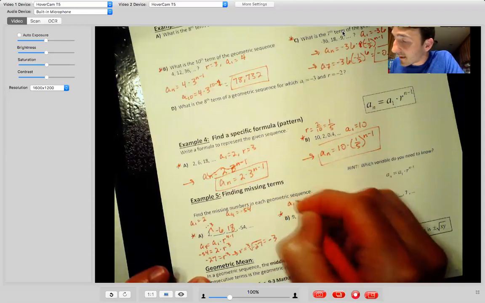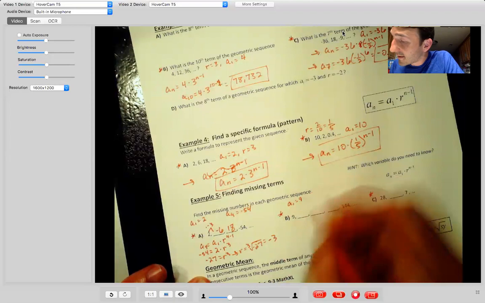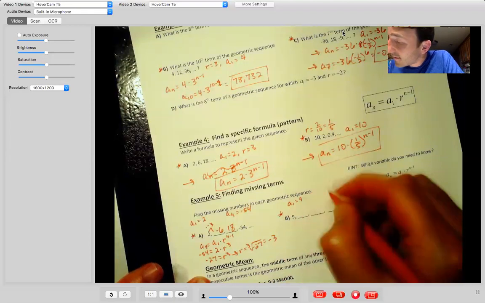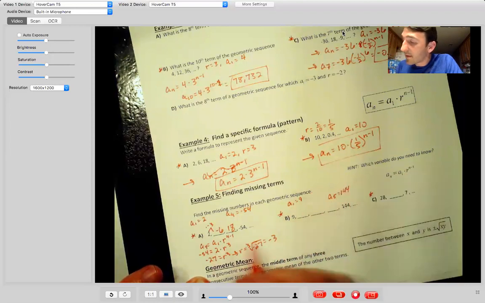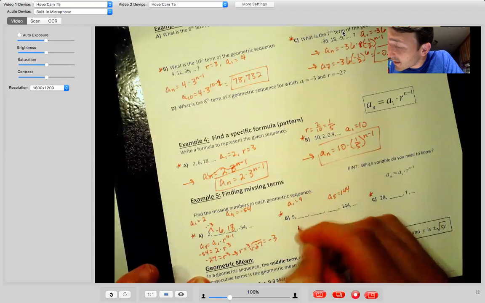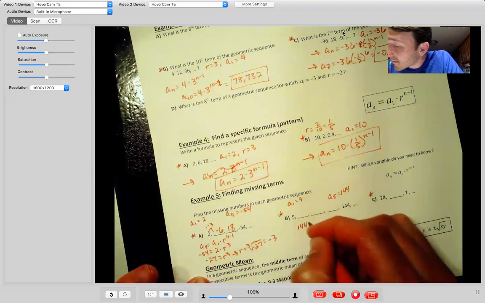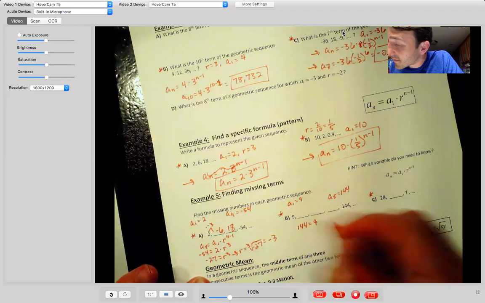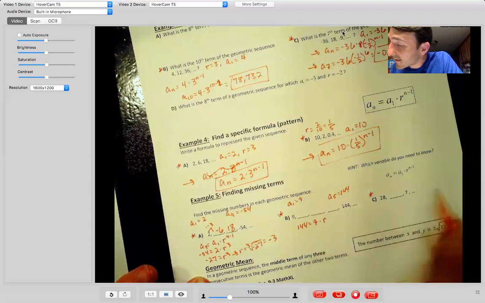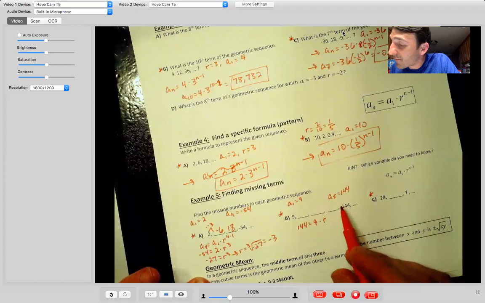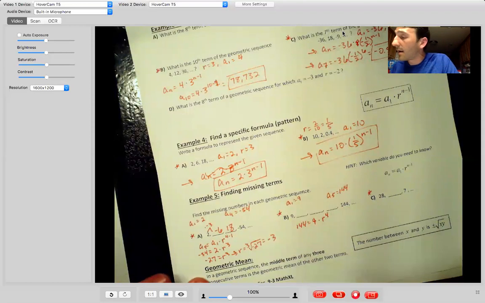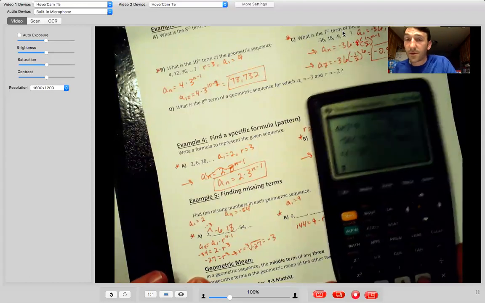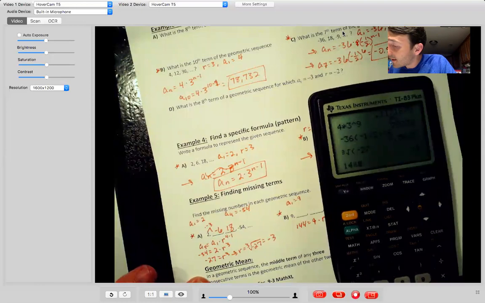Let's go a little bit quicker on the next one. It's very similar. A sub 1 is 9. A sub 2, 3, 4, 5 is 144. So I'm going to skip that first step here, and we're just going to sub in A sub 5, which is 144, equals A sub 1, which is 9, times R to the 5 minus 1, to get 4. So here we're going to have to take the fourth root. So 144 over 9 is 16.